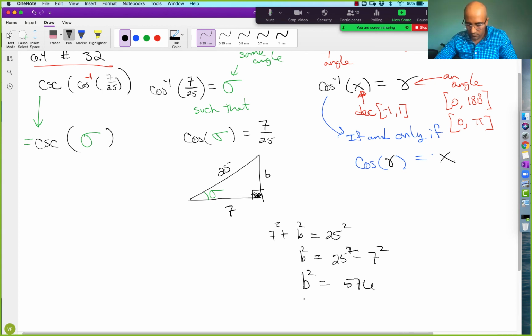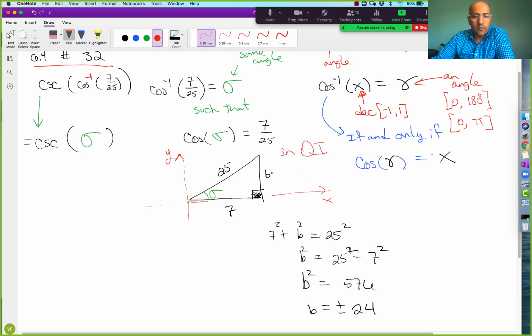That gets you to plus or minus 24. Now in quadrant 1, this is going to be positive 24. If I think about this in the first quadrant, this is the y, and this extends this way. In Q1, this would be equal to positive 24.